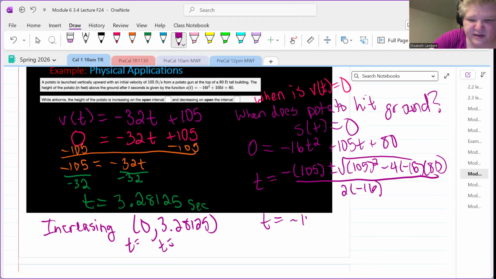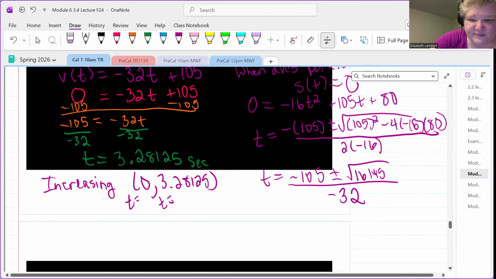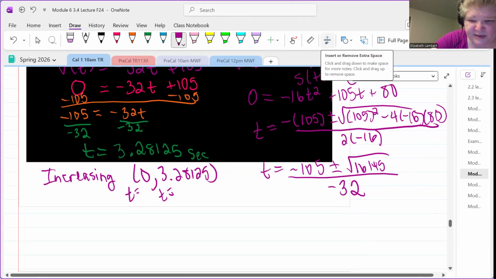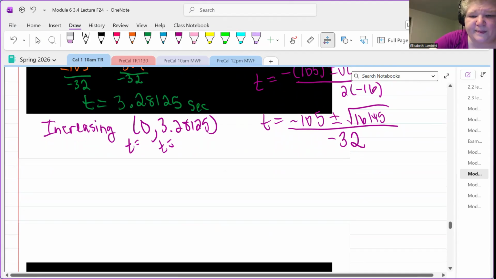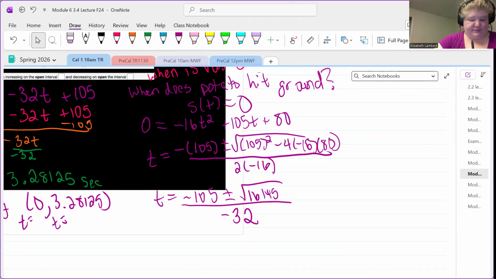So I have negative 105 plus or minus the square root of 16,145, all divided by negative 32. So that's just my numbers being simplified a little. And, as per usual, I write too big, so let me give myself more room. So let's see what the square root is. So yeah, the square root of that number is ugly. It's 127.06, blah, blah, blah.